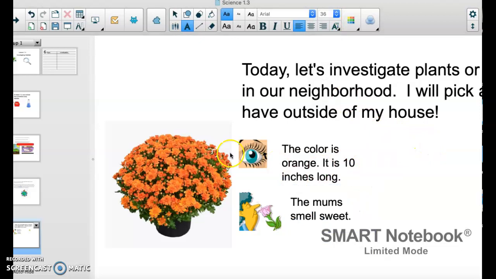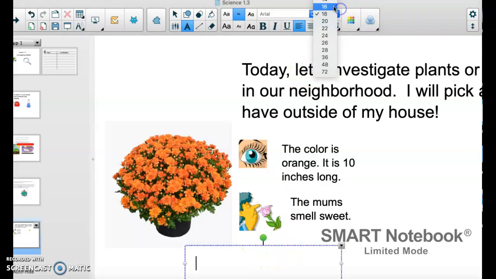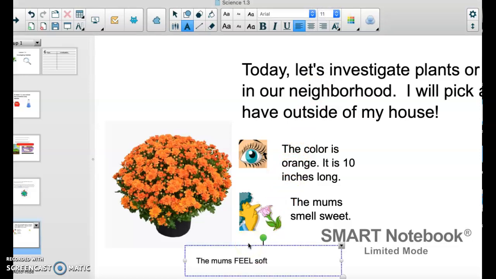Great. And then the last thing is my sense of touch. So for my sense of touch, I'm just going to put it here because I lost my picture through all this. And I'm going to tell you that when I touch these mums, they feel very soft. They're not hard. Some plants are hard, like if you touch a cactus, they feel spiky and hard. But mums feel super soft. So I'm going to say the mums feel soft. Okay. And I just investigated my neighborhood. Okay. I investigated just one plant, my mums.